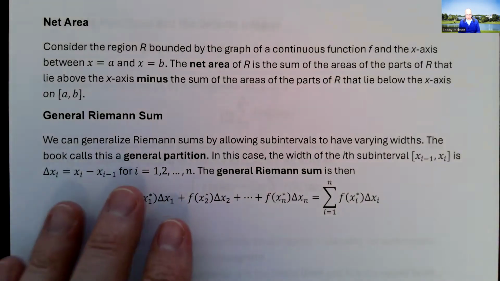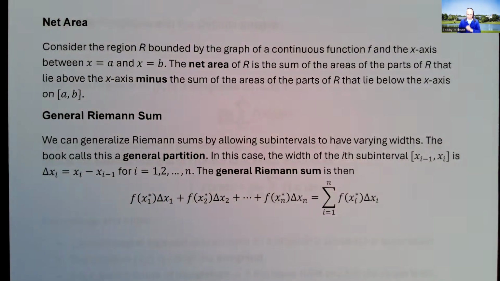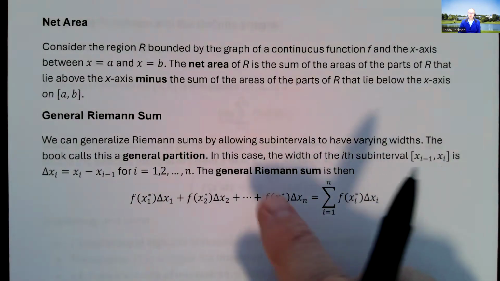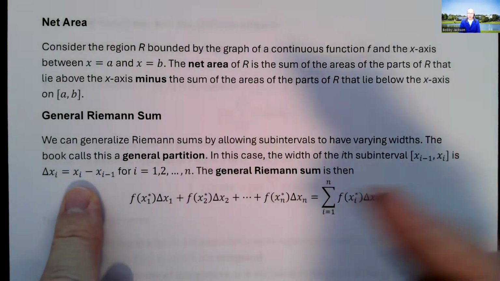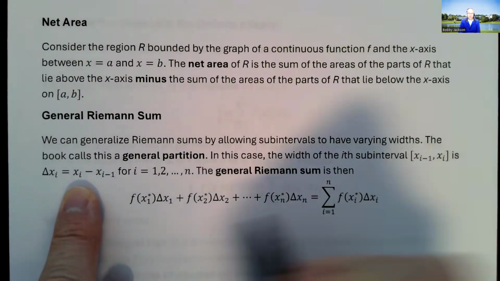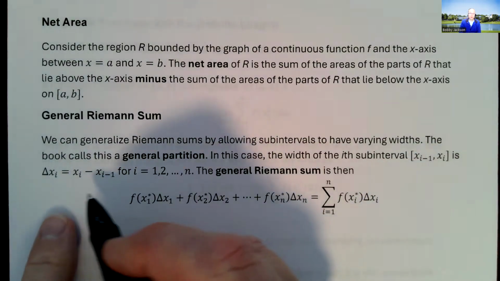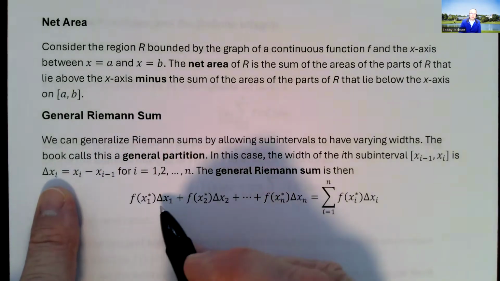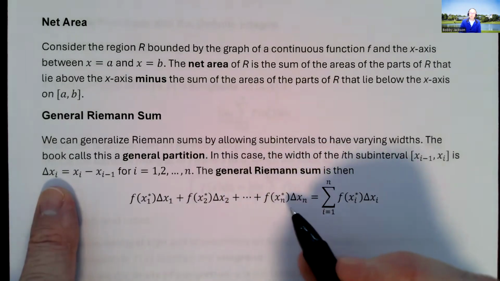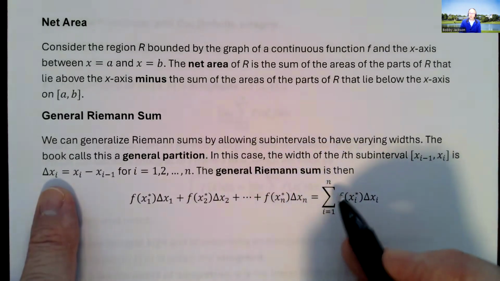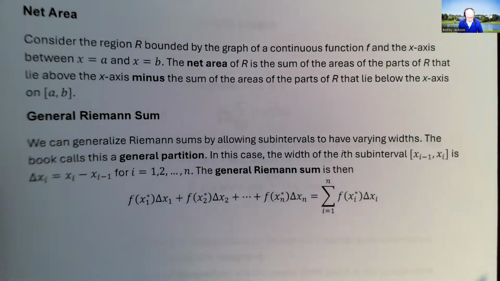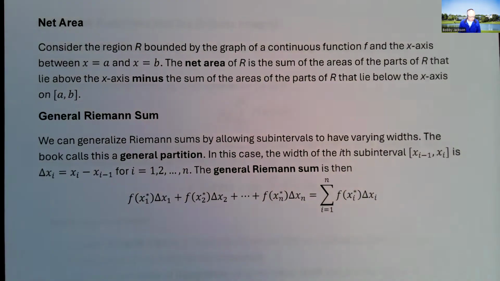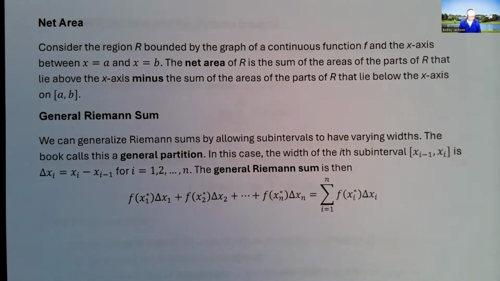Now, the Riemann sums can be generalized by allowing subintervals to have varying widths. The book calls this a general partition. So in this case, the width of the ith subinterval is delta x sub i. I mean, what would the width be? It would just be the right-hand endpoint minus the left-hand endpoint. So notice the only difference is the x sub i. Each subinterval can be different. So we have a potentially different width in each case. And notice our summation has the delta x sub i is the only change from what we had before. So that can be true. So some intervals can be wider than others. All right.